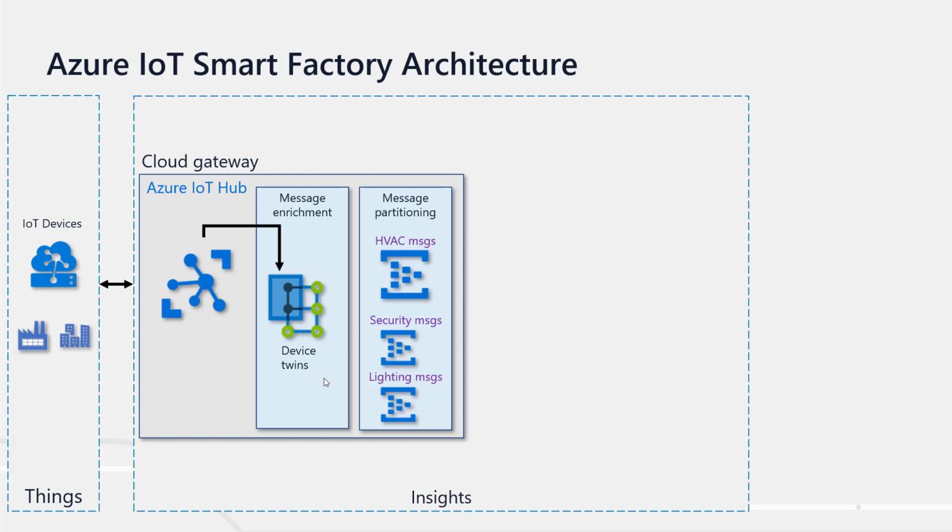Now, IoT Hub is an internet-scale secure messaging service. It supports bidirectional communications. It supports message enrichment, I should say, and partitioning. Now, I'm going to talk about message enrichment and message partitioning in more detail shortly.